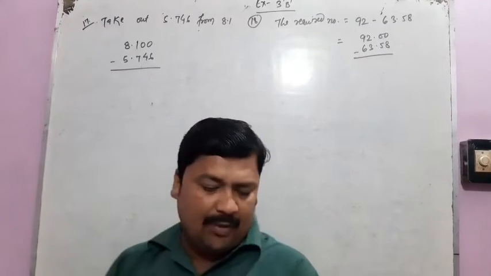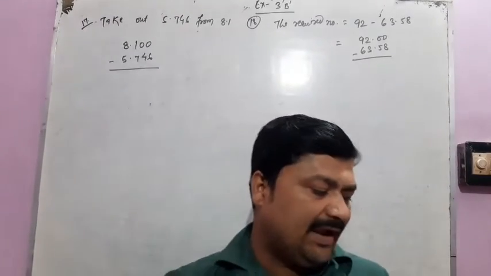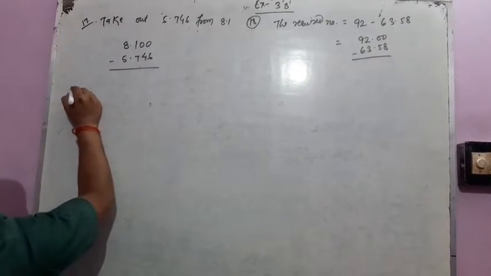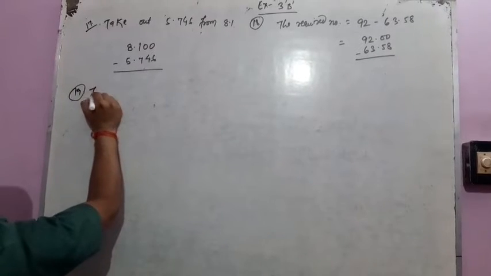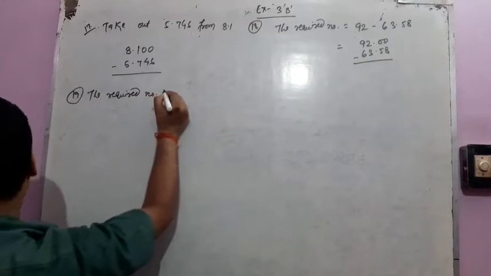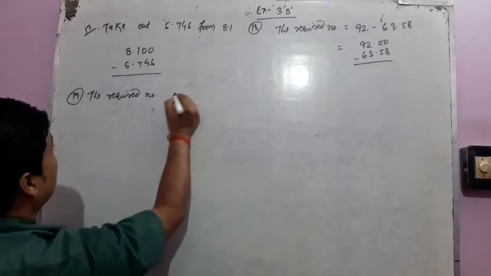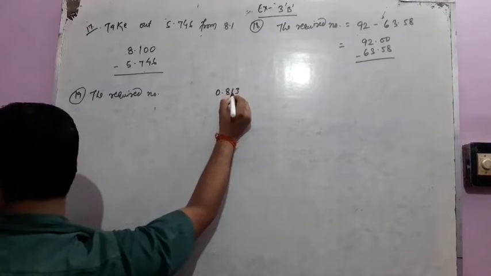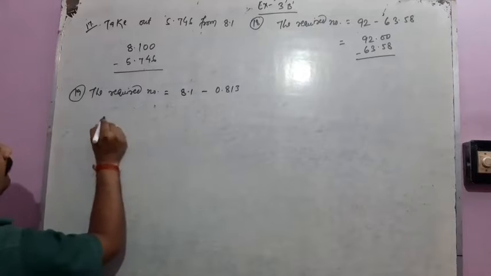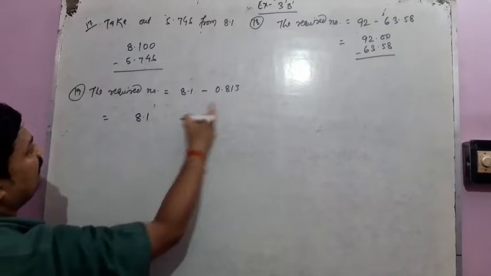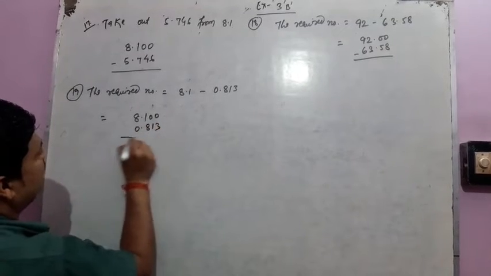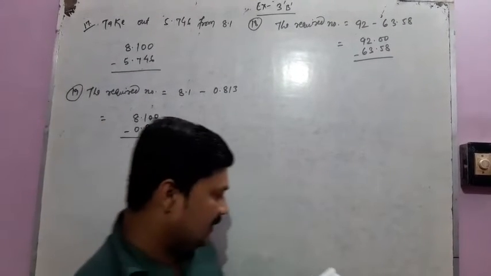Now look at question number 19. What is to be subtracted from 8.1 to get 0.813? Again here, the required number is equal to, we have to subtract 0.813 from 8.1. For that, we have to convert both in like decimals, 8.1, and here 3 digits, so 2 zeros we have to mark, 0.813. Now we have to subtract the values for getting the answer.